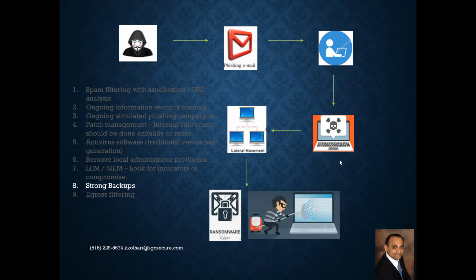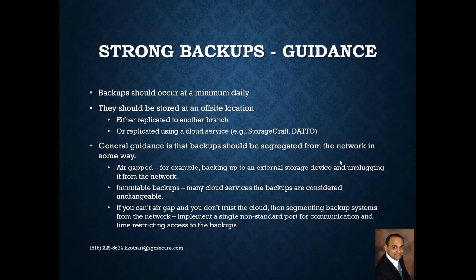So strong backups. Some guidance on those is that backups should occur at a minimum daily. They should be stored at some type of offsite location, so either replicated to another branch or replicated using a cloud service like StorageCraft or Datto. The general guidance is that backups should be segregated from the network in some way, and so the Ransomware Self Assessment Tool really points out that they would like to see air-gapped backups.